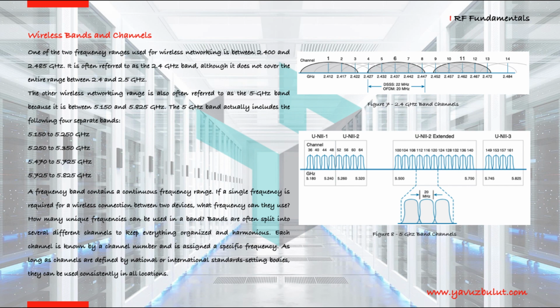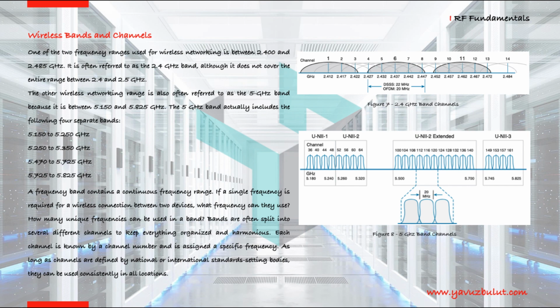One of the two frequency ranges used for wireless networking is between 2400 and 2485 GHz. Although it does not cover the entire range, between 2.4 and 2.5 GHz, we usually call it the 2.4 GHz band. Those in the range of other wireless networks are also often called the 5 GHz band, because they are between 5,150 and 5,825 GHz. The 5 GHz band actually includes the following 4 separate bands.